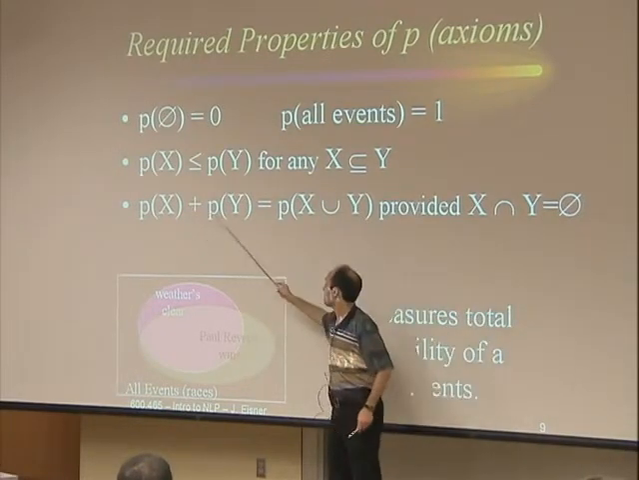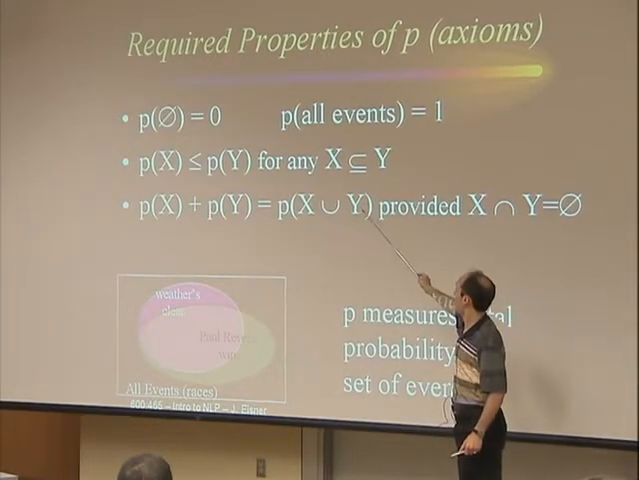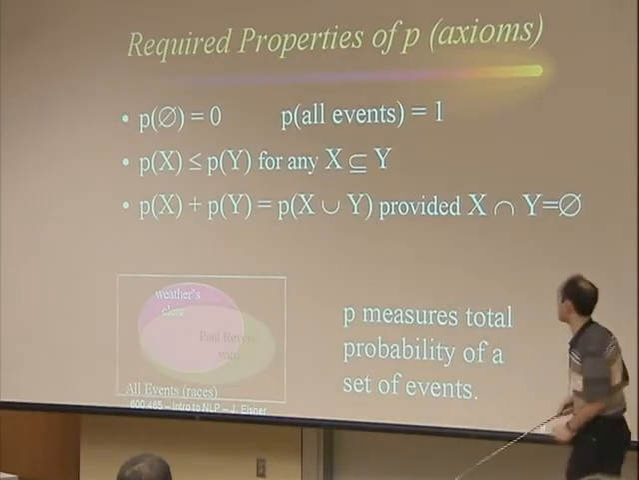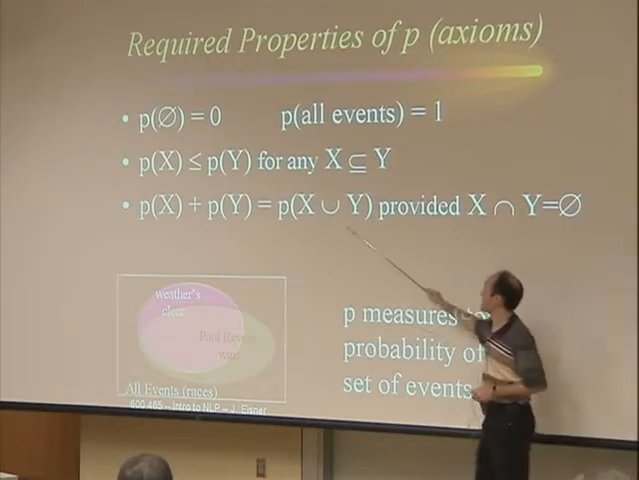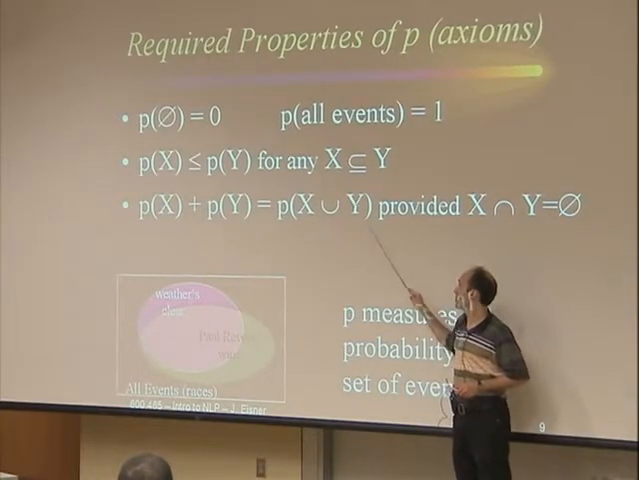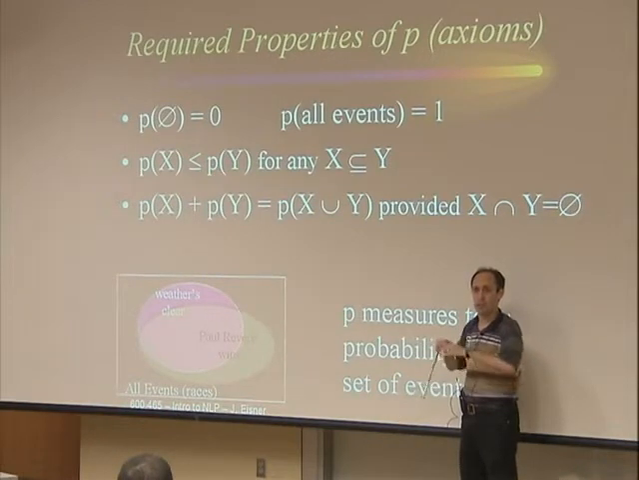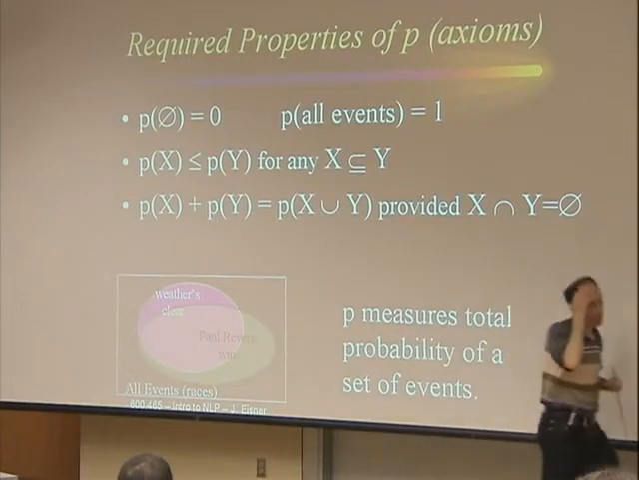Probability of x plus probability of y is a way to get probability of the union of x and y, provided that x and y are disjoint. So if you have some set, and you can characterize it as a union of two disjoint sets, so you split it into two pieces, then you can get the total probability of the whole set by adding up the probability of the two pieces.